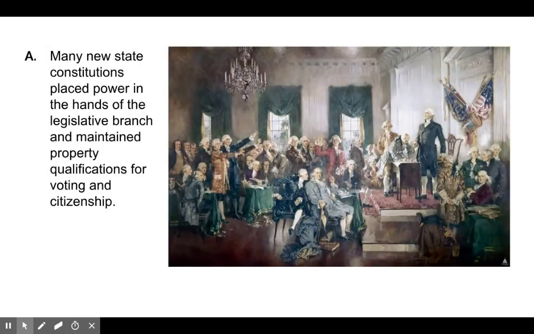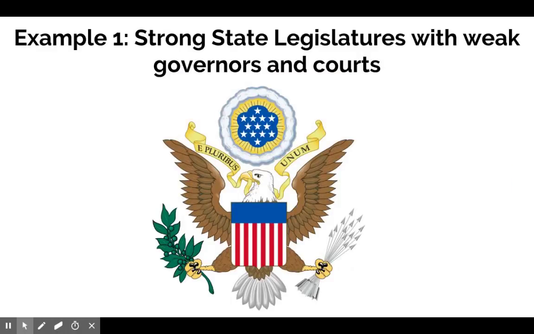So we're going to talk about how a lot of state constitutions place most of the government's power in the hands of the legislative branch, the lawmaking branch, and maintained property qualifications for voting and citizenship, meaning not a lot changed after the revolution within the states in terms of self-government. Strong state legislatures with weak governors and courts was the norm for many different states in terms of their government.